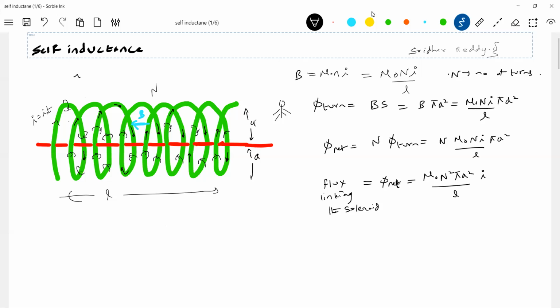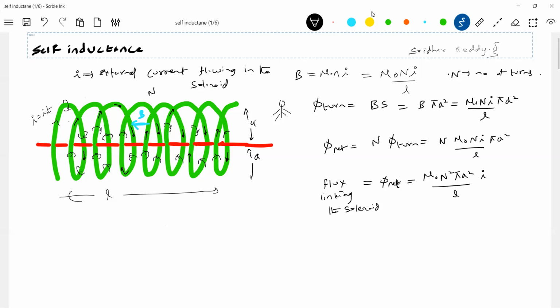So what is I? I is the external current flowing in the solenoid. Look at this current: is it constant or variable? I'll take I not as a variable current.